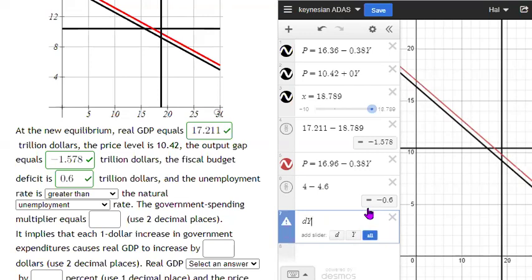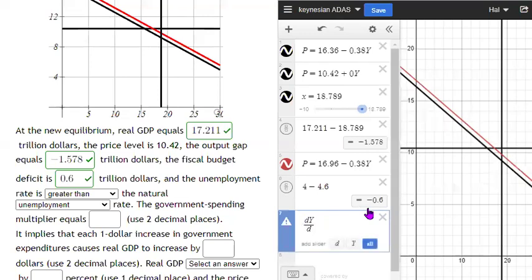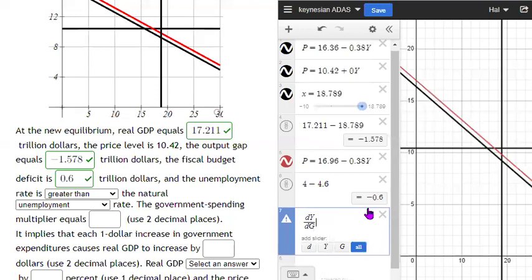This is the change in GDP. I'm going to divide the change in GDP by the change in government spending, right? The difference in GDP caused by a difference in government spending, that's the multiplier, right?